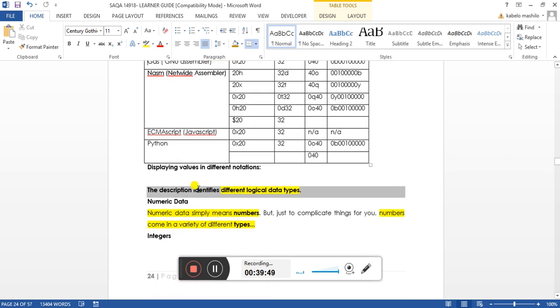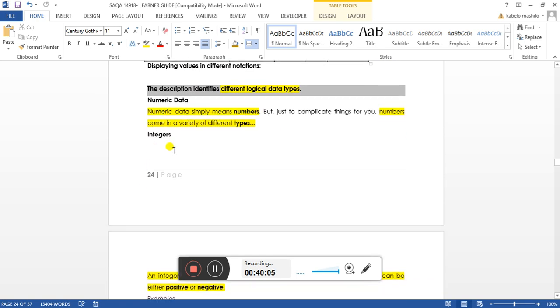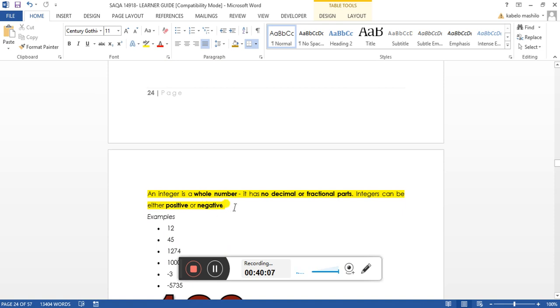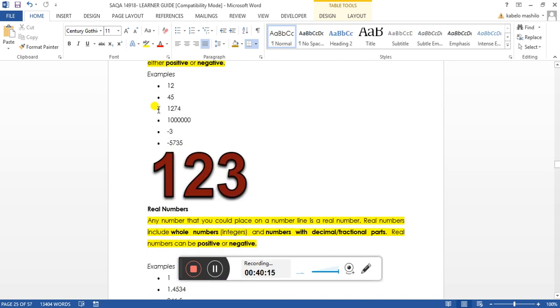We've got displaying values in different notations. We've got different logical data types. We've got the numeric data type, which we went through. Numeric data types simply means numbers. Numbers come in a variety of different types. We've got integers. An integer is a whole number. It has no decimal or fractional parts. Integers can be either positive or negative. Examples are 12, 45, 1274, and minus 3.